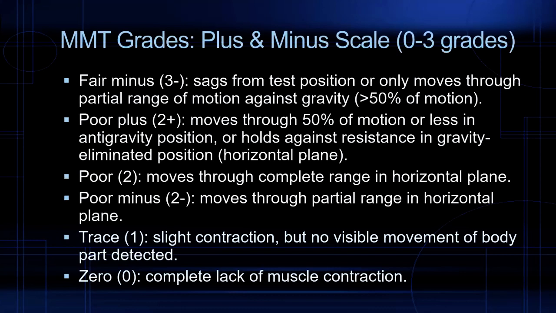Now, if they can't even get half the available range of motion against gravity, then you're going to put them in the gravity eliminated position. So a 2 means they have the full available range of motion, gravity eliminated, okay, in that horizontal plane. 2 minus is less than the full available range of motion, gravity eliminated, okay.